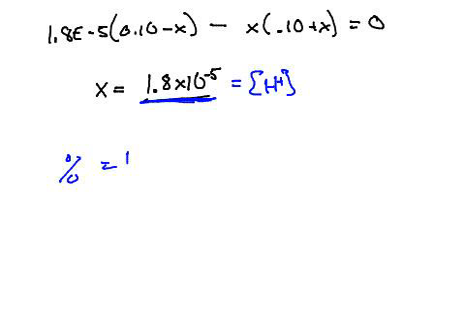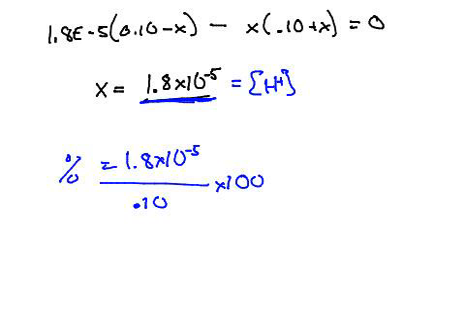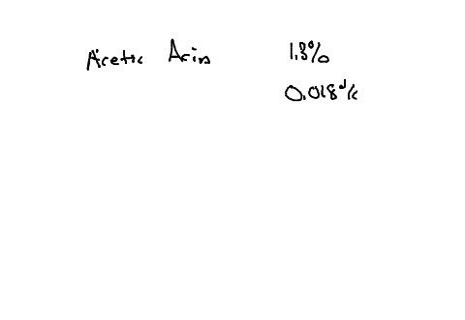So the percent would be 1.8 times 10 to the minus 5 divided by the initial amount, 0.10, times 100. And the percentage is now much lower: 0.018%. Now, let's talk about what this means. When I had just the acetic acid, it was what percentage, Sam? It was like 1.3 or something? Yes, 1.33%. And now we had 0.018%, much less.